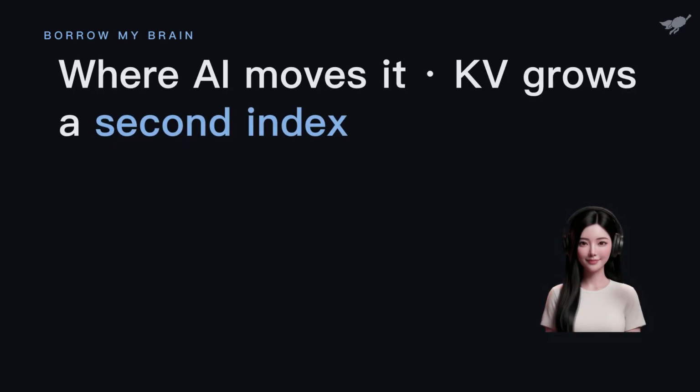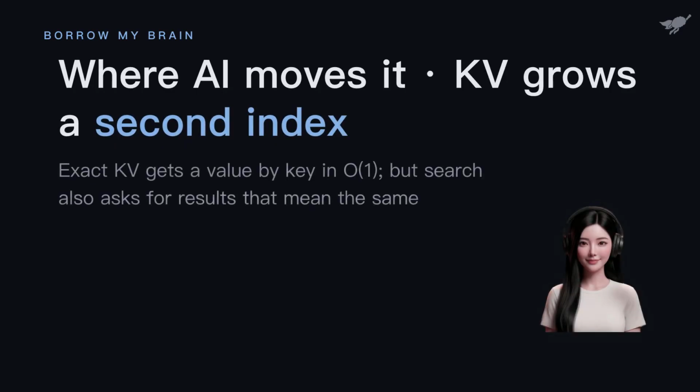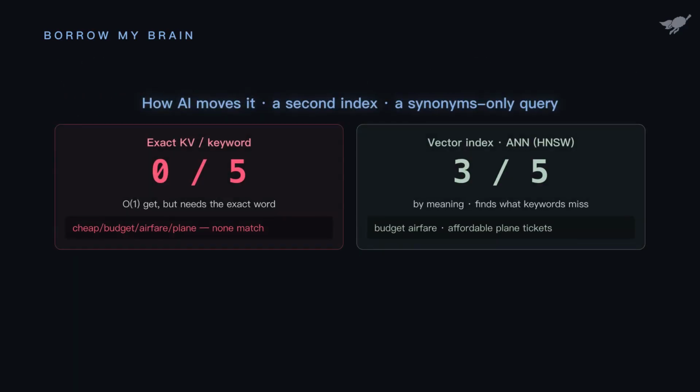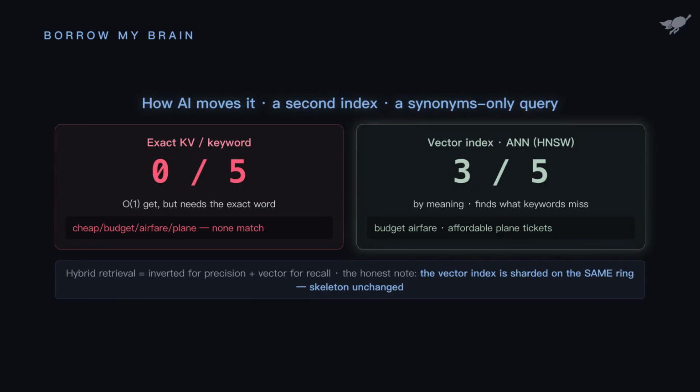So where does AI touch this? The search KV grows a second index. Exact KV, give it a key, get the value, O of 1, perfect. But search also asks for results that mean the same thing. I search low-cost airline Nippon. All synonyms, not one of the original words. Keyword search. Out of 5, 0 hits.